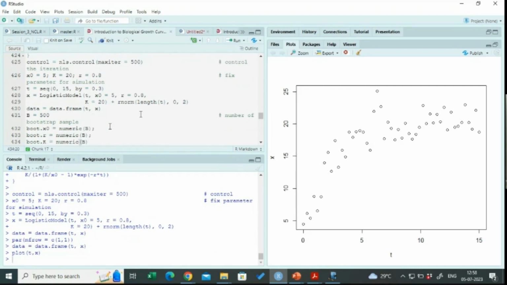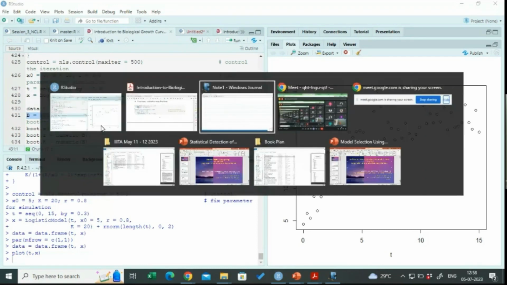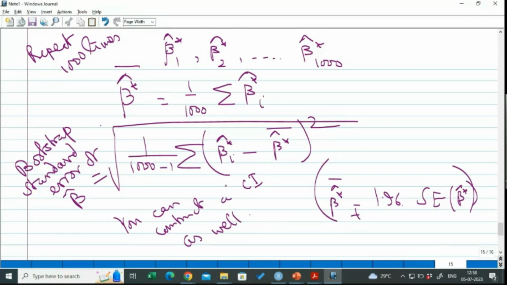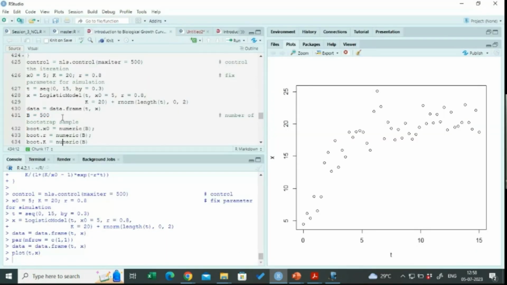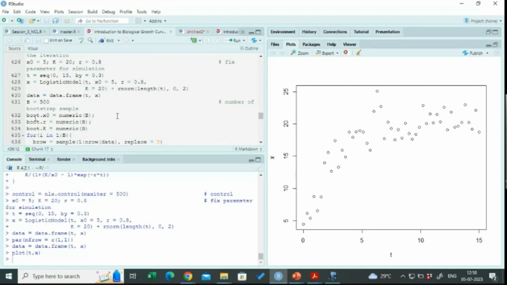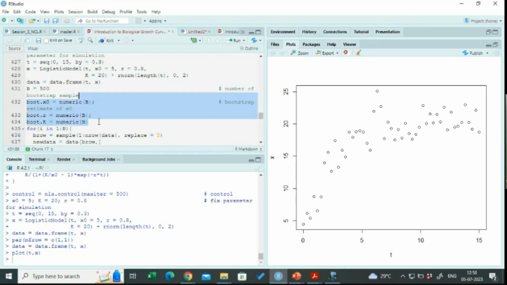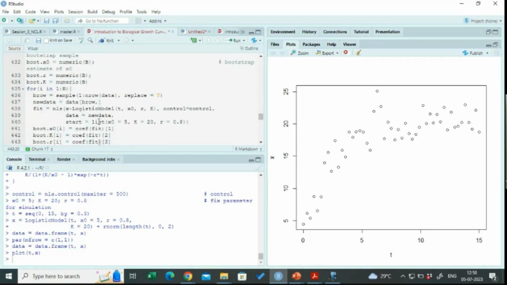And then we are considering that we are performing the experiment, what I just explained. Here it is written 1,000 times; I'm doing the same thing 500 times. So there will be 500 estimates of x0, 500 estimates of r, 500 estimates of k, right? So this is the bootstrap estimate of x0, and similarly for the others. These are basically making the place for storing it.